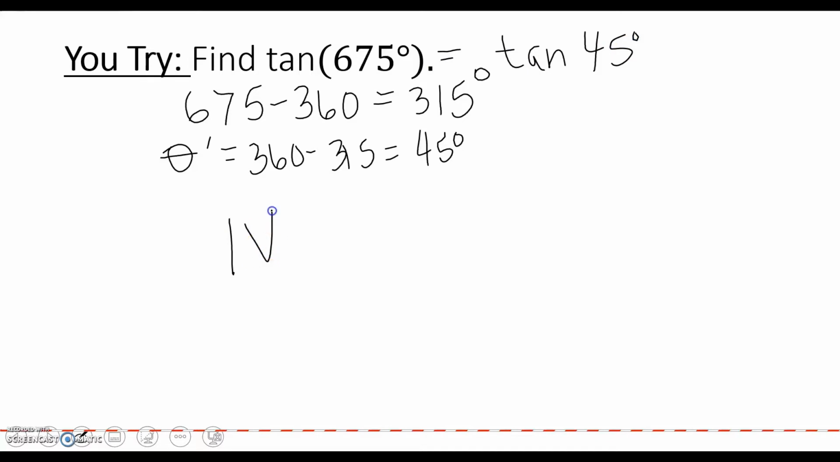However, it's in quadrant 4, so you have to check what the sign would be. In quadrant 4, your x is positive and your y is negative. And since tangent is y over x, that will be a negative over a positive, which will make that a negative. And tangent of 45 degrees is 1. So your answer would be -1.